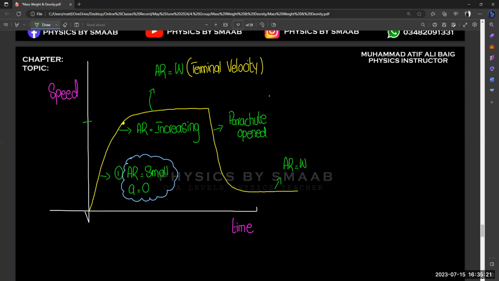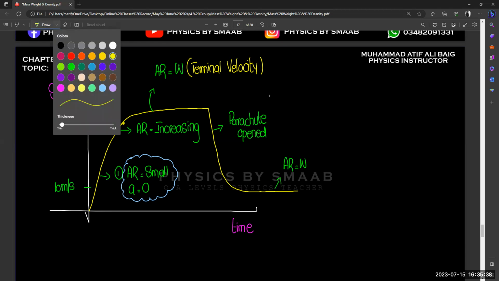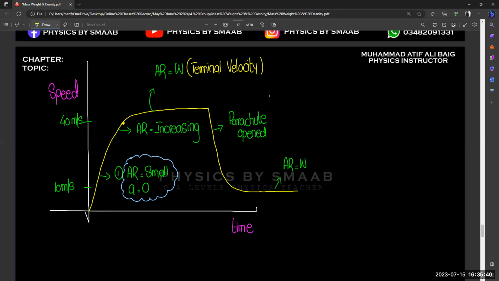As you can see, when we are at this point, let's suppose this is 40 meters per second, or anything, just for numbers. So now we are at this point, and we are moving at slow speed. So again, air resistance balances the weight of the object, and this also gives terminal velocity in the same way, right?